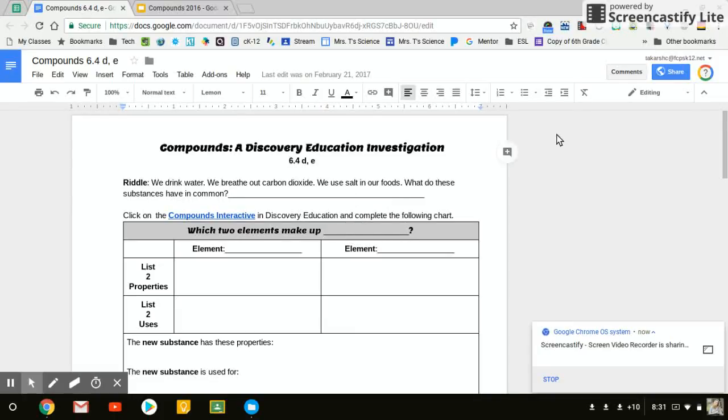Good morning. Today we're going to be learning about compounds. And as we go, we're going to be using Discovery Education to investigate some of the properties of compounds. You'll need to have your worksheet ready to go, a pencil, and some earbuds.